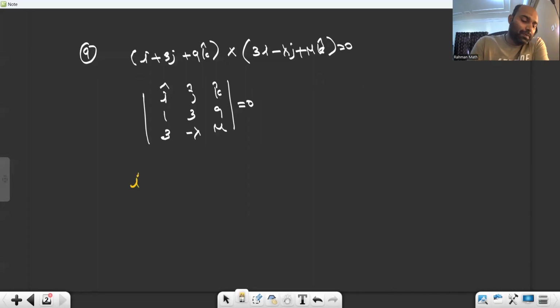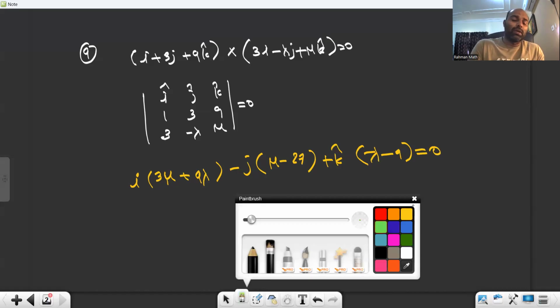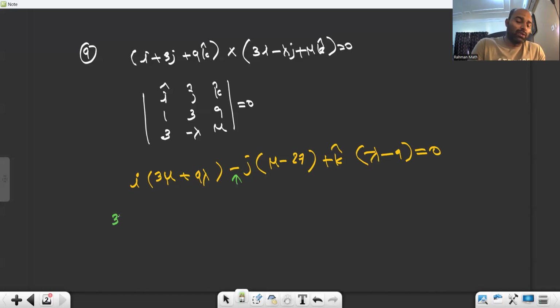i into 3 mu plus 27. Why plus 27? I think everybody understood. Minus j into mu minus 27, sorry, not 3 mu plus 27, it is 3 mu plus 9 lambda. Then plus k into minus lambda minus 9 equals 0. Zero means it will be the zero vector. So each term you have to equate, but don't forget one minus sign is there. So 3 mu plus 9 lambda equals 0, mu minus 27 equals 0, and minus lambda minus 9 equals 0.